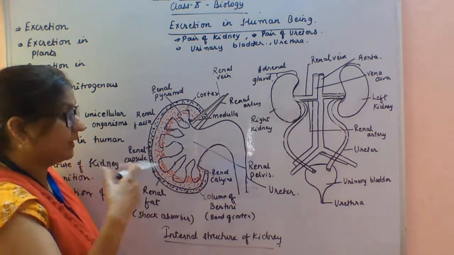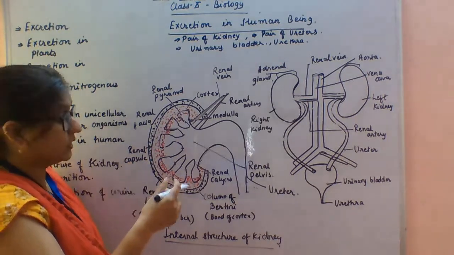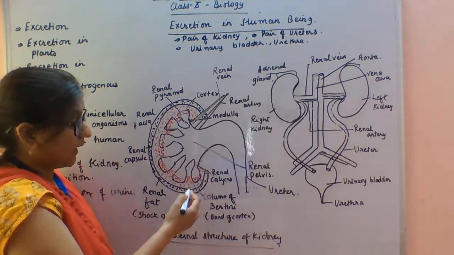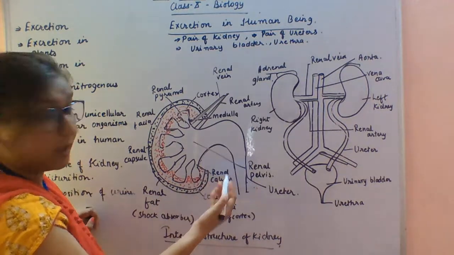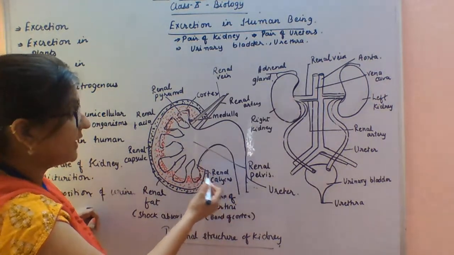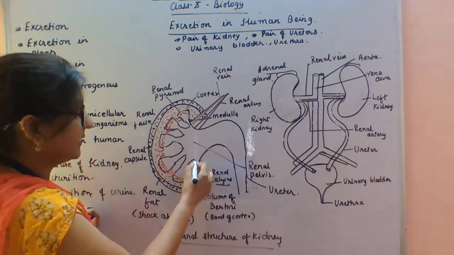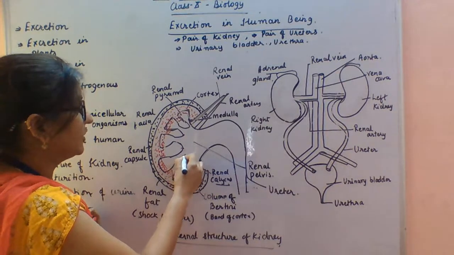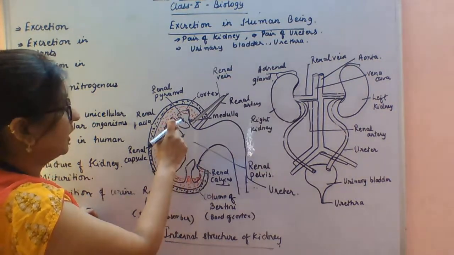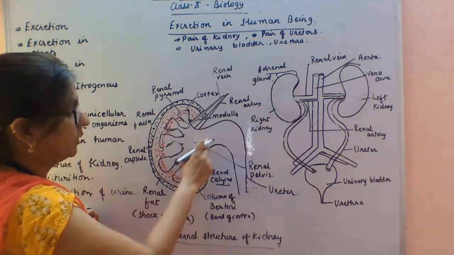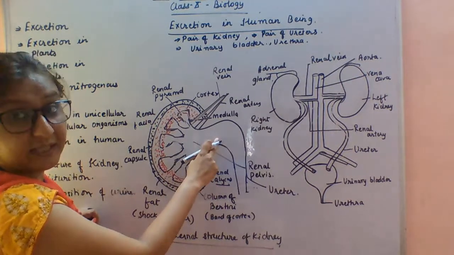or filtered out, it removes the nitrogenous waste. The waste drains in the form of urine through the renal calyces, this region. All these regions are renal calyces. From here the urine is excreted out from the kidney. From the renal calyces, it reaches the renal pelvis.